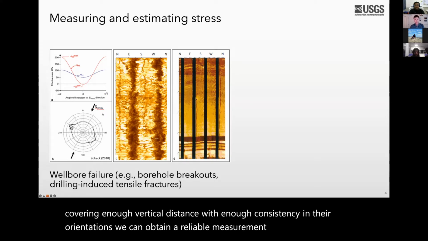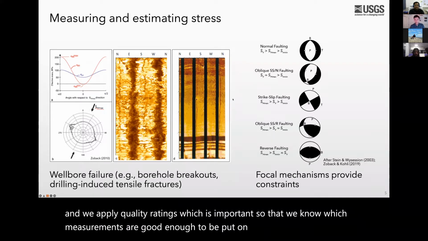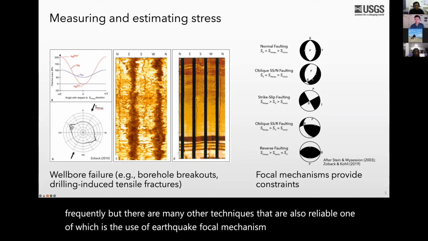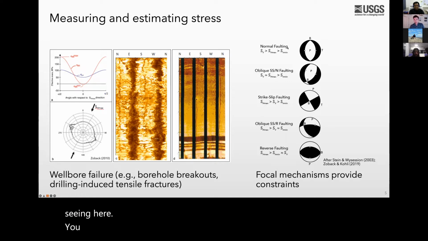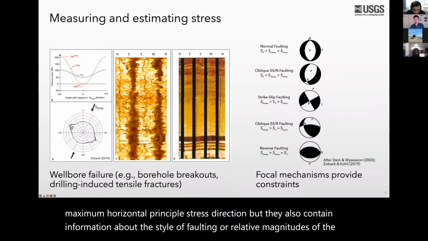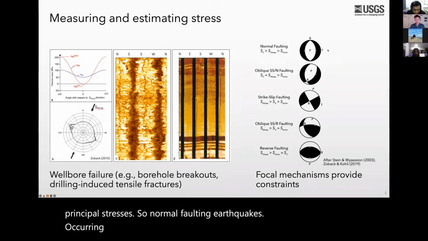And we apply quality ratings, which is important so that we know which measurements are good enough to be put on the map. This is used frequently, but there are many other techniques that are also reliable, one of which is the use of earthquake focal mechanism beach balls, like we're seeing here. You can see that not only do they contain information about the maximum horizontal principal stress direction, but they also contain information about the style of faulting or relative magnitudes of the three principal stresses. So normal faulting earthquakes occurring in an area tells you that normal faulting is active there, for example.